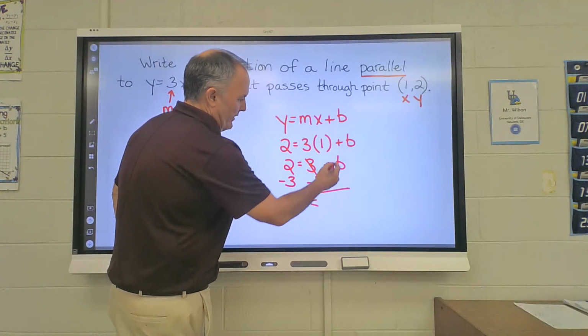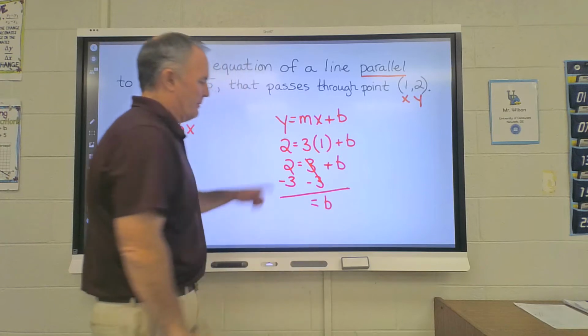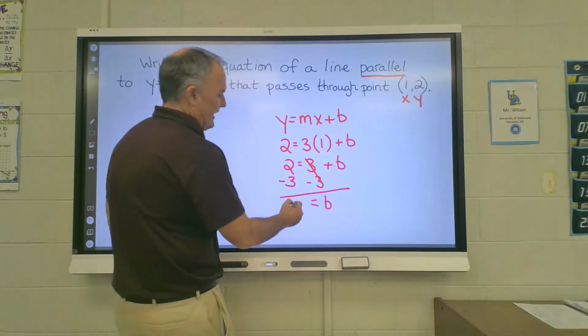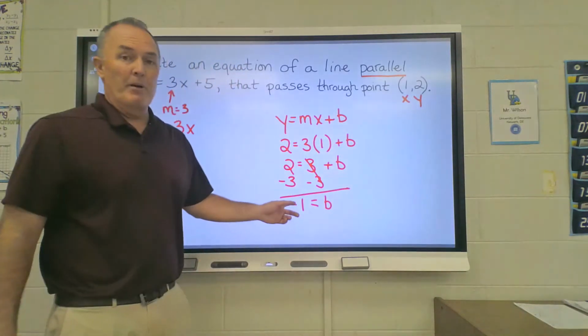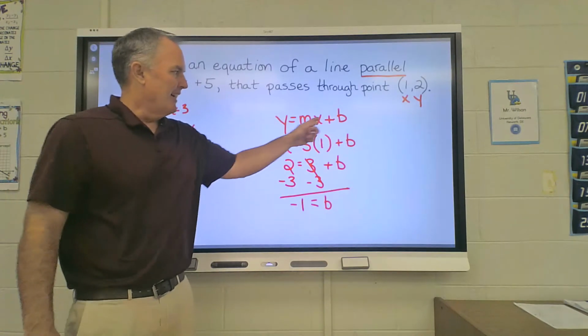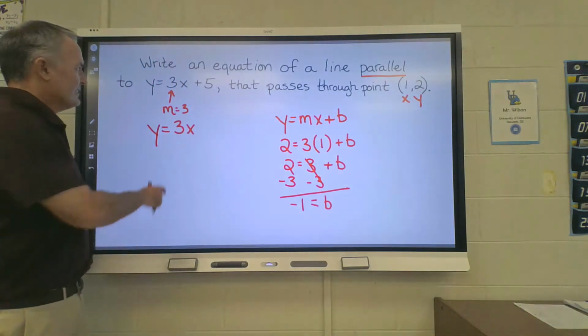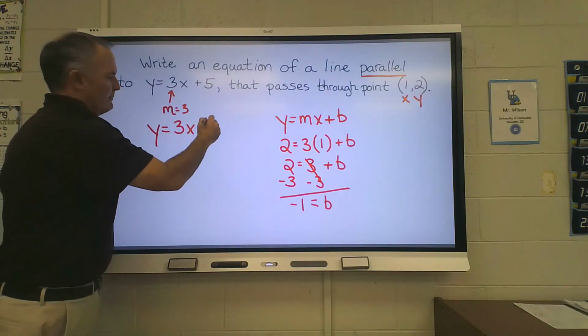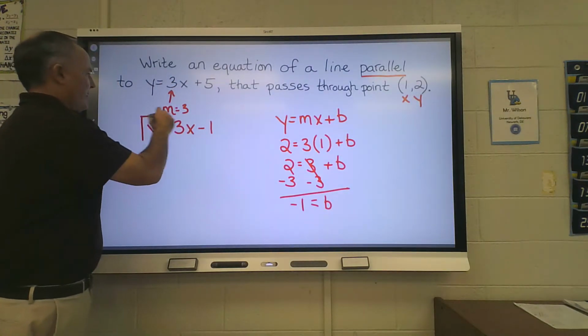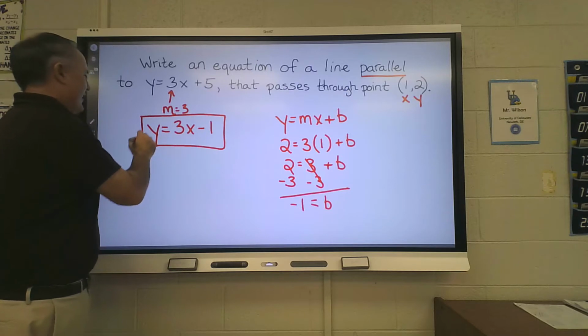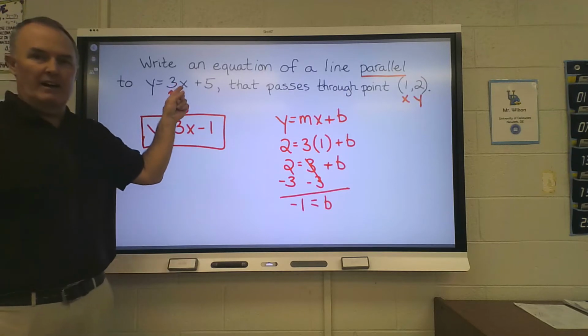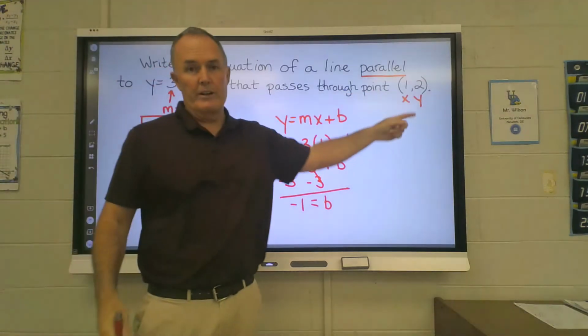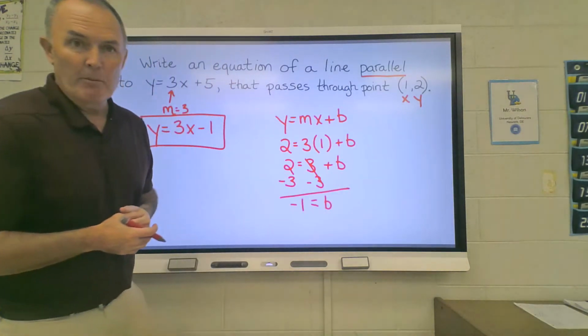So I'll end up with, if I drop down, b is going to be equal to 2 minus 3, which is negative 1. Now I know what my b value is. I already have the first part of it. So my answer is going to be y equals 3x, same slope, and my b is minus 1. So this equation right here is an equation of a line that is parallel to that line, but passes through that point. All right, get my point?